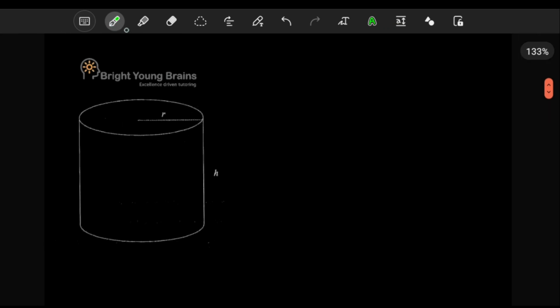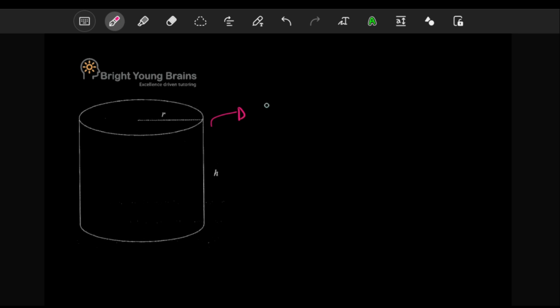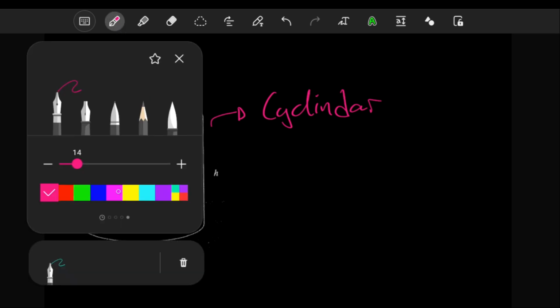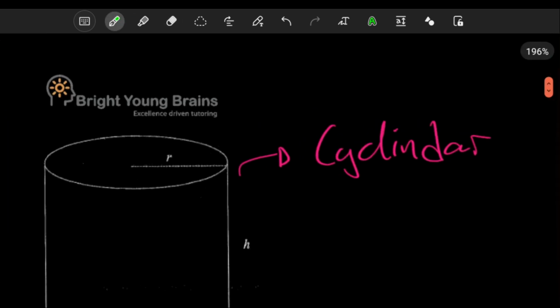Okay, so we have here the beloved cylinder. This is just a cylinder, and it is obviously a 3D shape. Because it's a 3D shape, it has different formulas. With this cylinder, let's talk about the volume first. Or let's keep it simple. Let's talk about the circle first.